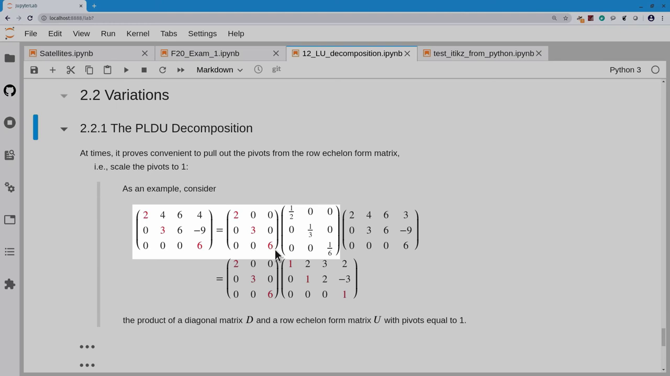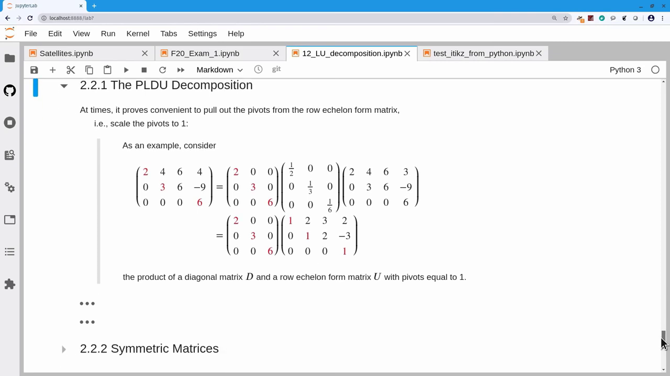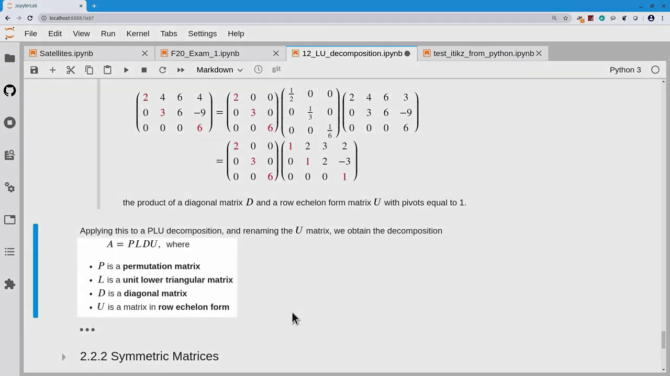So that matrix of pivots times its inverse times the original row echelon form matrix. And then we'll take that inverse and multiply it in. So we are actually scaling the pivots to 1. So we are ending up with a diagonal matrix, the D matrix, times a row echelon form matrix with ones on the diagonal, and we'll call it U again. It's a row echelon form matrix. So from the original U, we end up with D times U. And when we do that in our PLU decomposition, we end up with the PLDU decomposition instead. We'll have achieved a split of the matrix A into a permutation matrix, a unit lower triangular matrix, a diagonal matrix, and a row echelon form matrix.